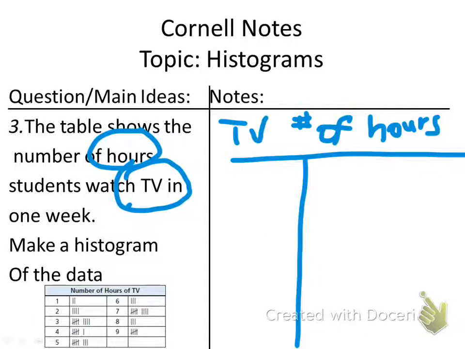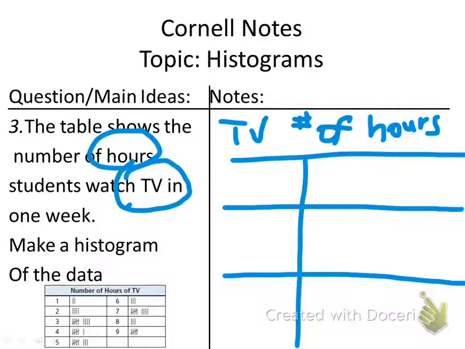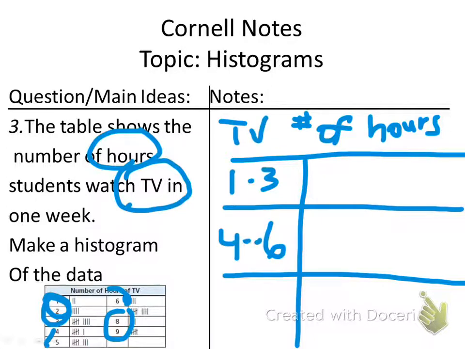Now we have to choose our intervals. So I'm going to make this a small frequency table. So I'm going to choose 1, 2, 3, 4, 5, 6, and then 7, 8, 9. So we'll do 1 through 3, 4 through 6, 7 through 9, and those will be my intervals. Next, I need to figure out how many fall between that. So I count 2 plus 4 plus 9. Well, that's 15.